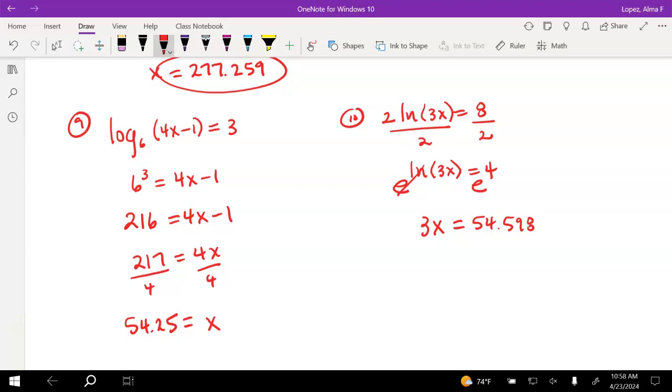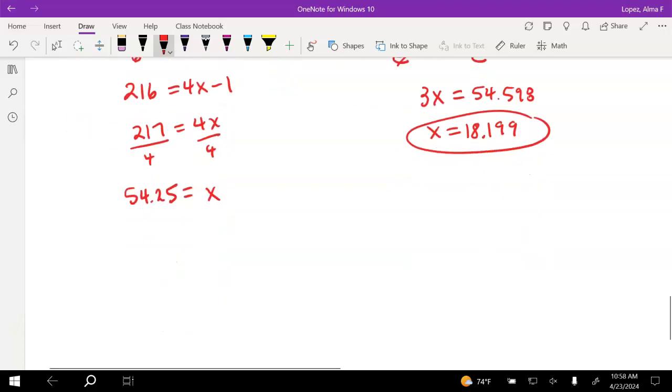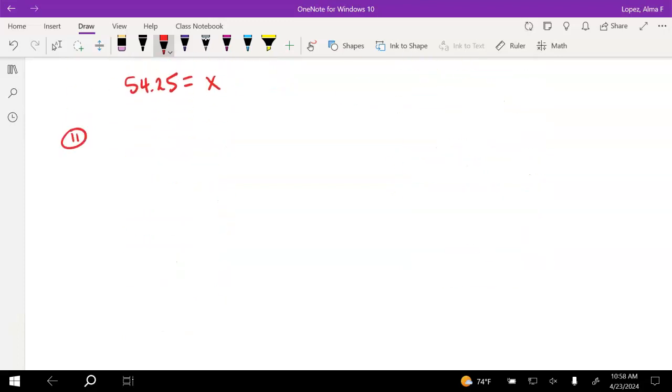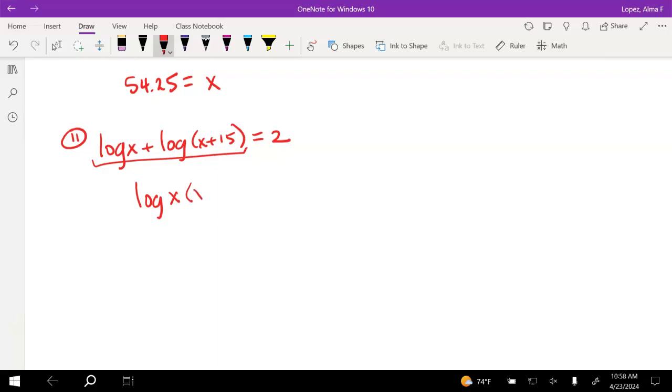After dividing both sides by 3, we're going to end up with x is equal to 18.199. Number 11 is log of x plus log of x plus 15 equals 2. If you have multiple logarithms, your first step will be to create single logs. Since they're both added, it will be the log of x times x plus 15.